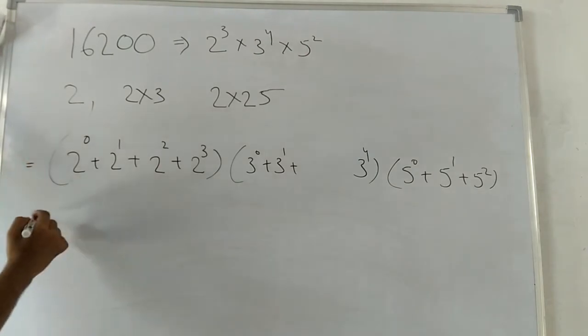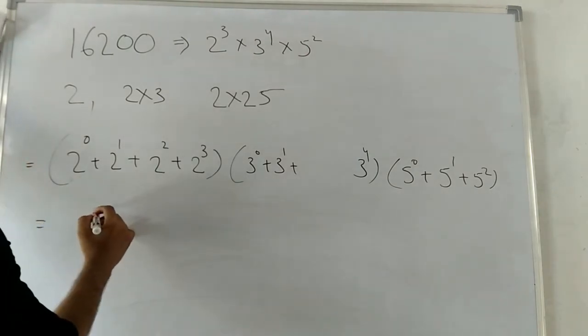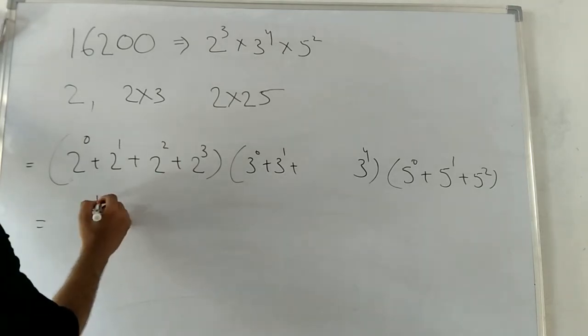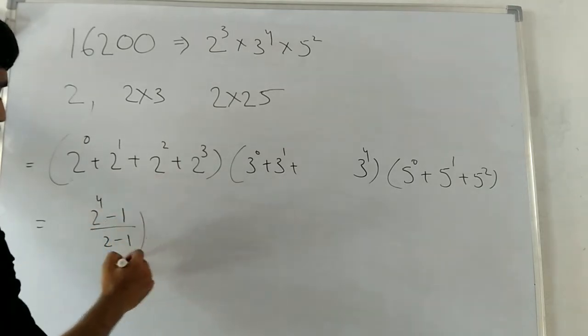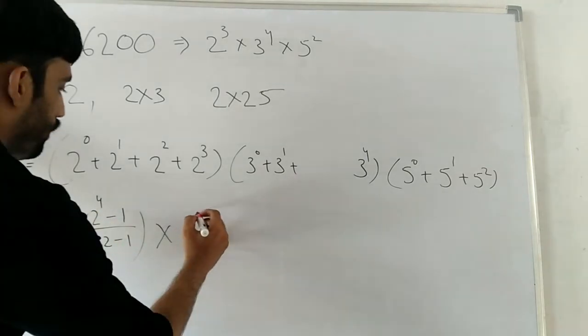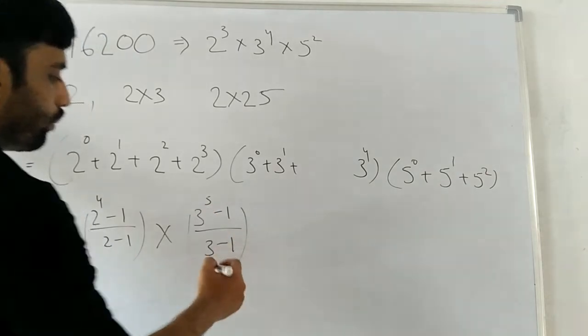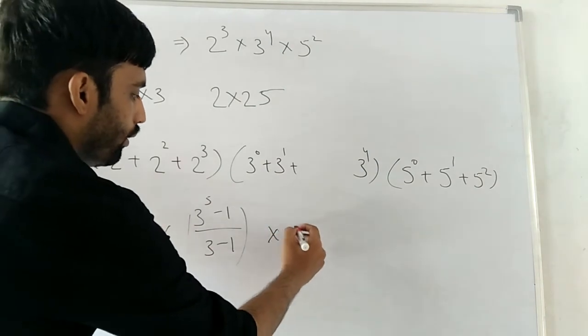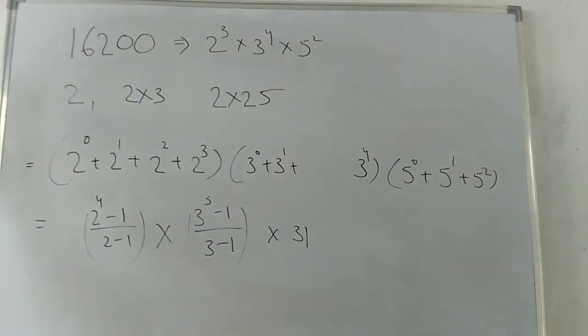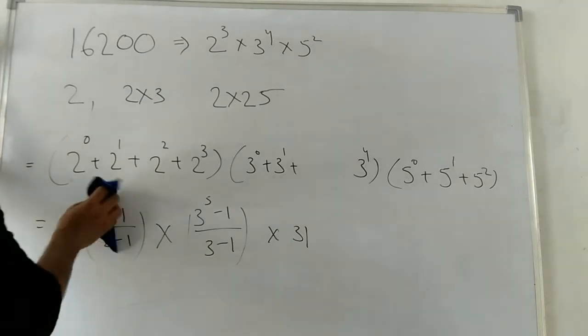After solving, we can use the formula of GP: 2 to power 4 minus 1 upon 2 minus 1, multiplied by 3 to power 5 minus 1 upon 3 minus 1, multiplied by 31. Okay. After solving, you can get the summation of divisors. I am leaving the calculation to you. You can solve this equation also by a calculator. So I am going to the next question.